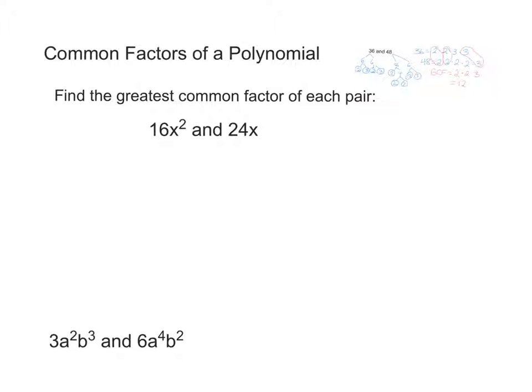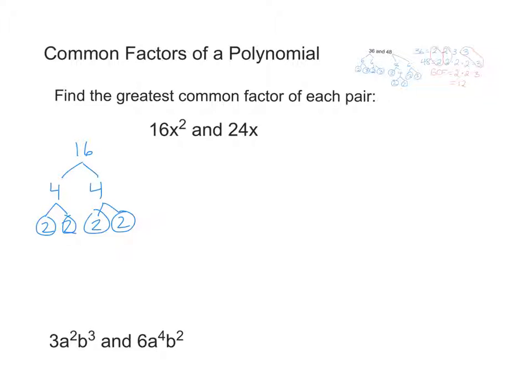Now we have these two, 16x squared and 24x. And I know that some of you can really easily look at that and know what the greatest common factor is. But I also know that for some people it's a little bit more difficult. So I'm going to take it fairly slow for these first two, looking for the greatest common factor. So I'm going to take 16 and break it down into a prime factorization. That's going to be my first step. So 16 is 4 times 4. And 4 is 2 times 2. And 2 times 2.